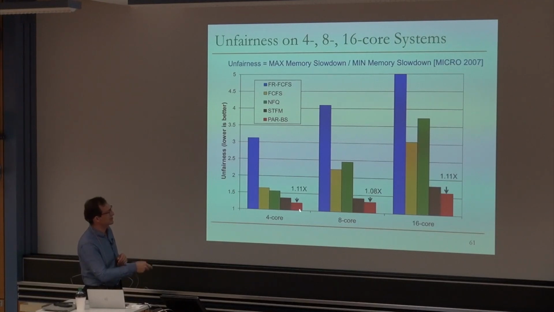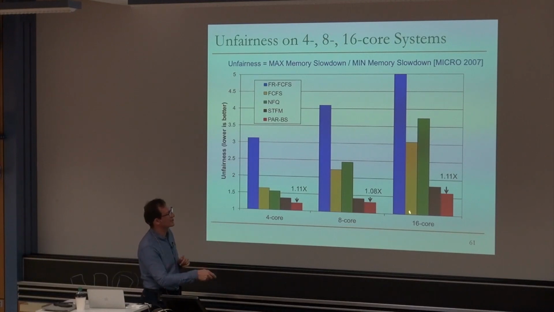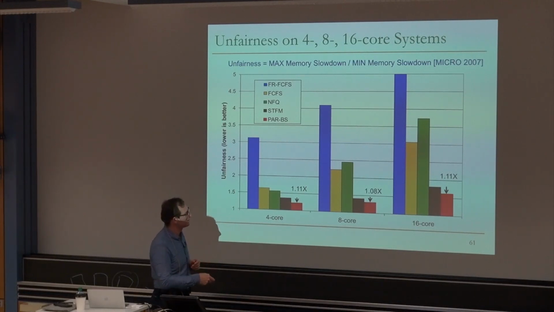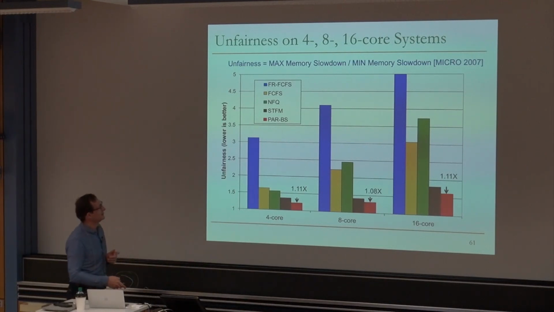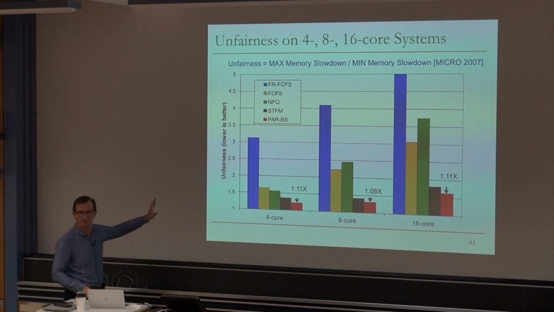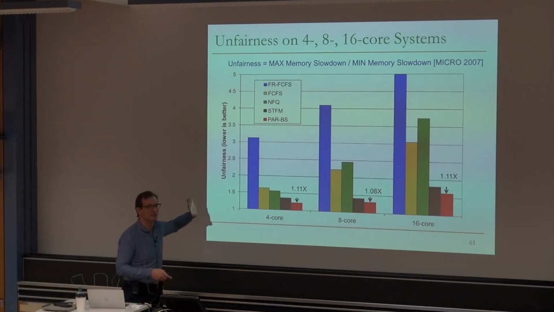So we're getting close to 1, as you can see, but we're not at 1. And as you can see, as the number of cores increases, all of these techniques degrade in terms of fairness. So they're not as scalable, although it's not terrible as well. Okay. So these are improvements of PAR-BS compared to STFM, because this is taken out of the PAR-BS paper presentation.